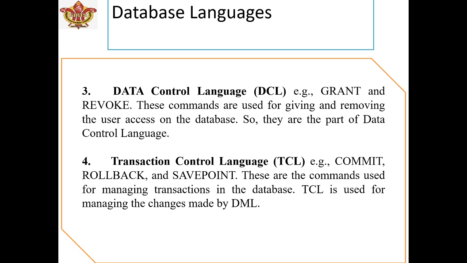Now we'll see the transaction control language, another language of the database. The changes in the database that we made using DML commands are either made permanent or rolled back using TCL. To persist the changes made by DML commands, we use commit, and to roll back the changes made to the database, we use rollback. There is also savepoint. These commands are used for managing transactions in the database, and TCL is used for managing the changes made by DML.